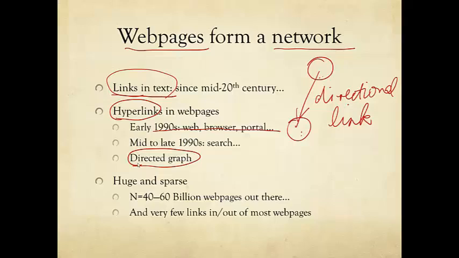How big is this graph? It is very big. Nobody knows for sure, but it is estimated that N, the number of web pages out there, is somewhere between 40 to 60 billion. At the same time, this graph is also very sparse, meaning that there aren't that many links compared to the number of nodes out there. Many of these web pages have very few links pointing in or links pointing out. So we're talking about a huge and sparse graph. It's a very special kind of graph.